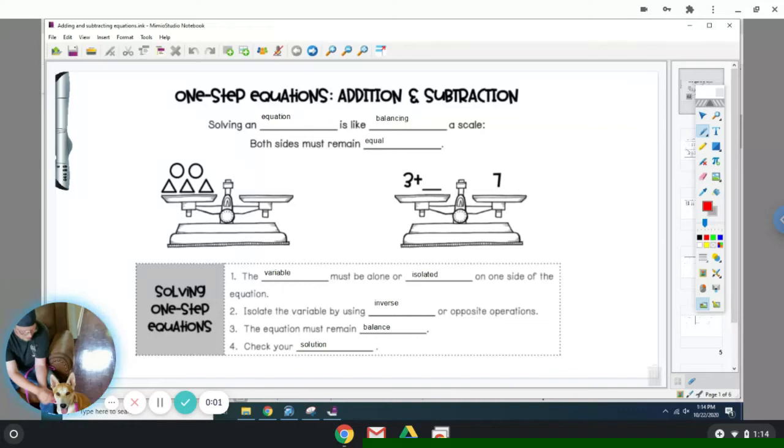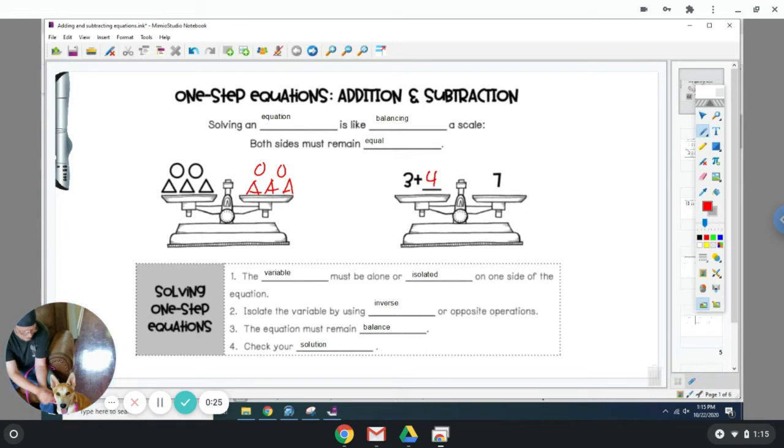So solving an equation is like balancing a scale. Both sides must remain equal. So if you have 2 circles and 3 triangles, then you should have 3 triangles and 2 circles on this side. So if this side is 7, then 3 plus 4 has to be on this side.